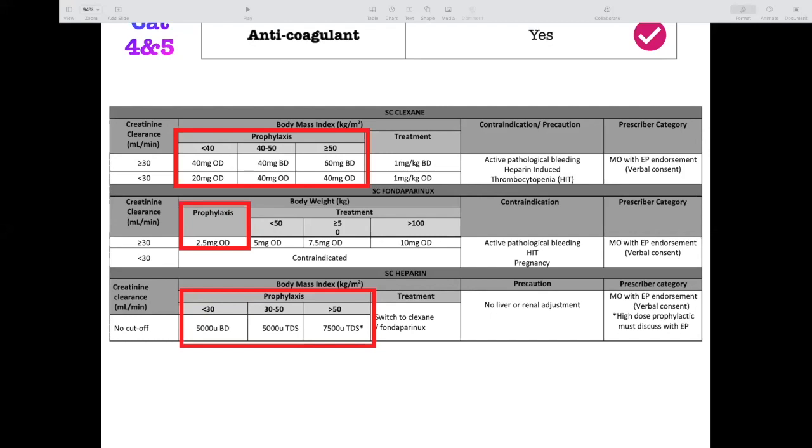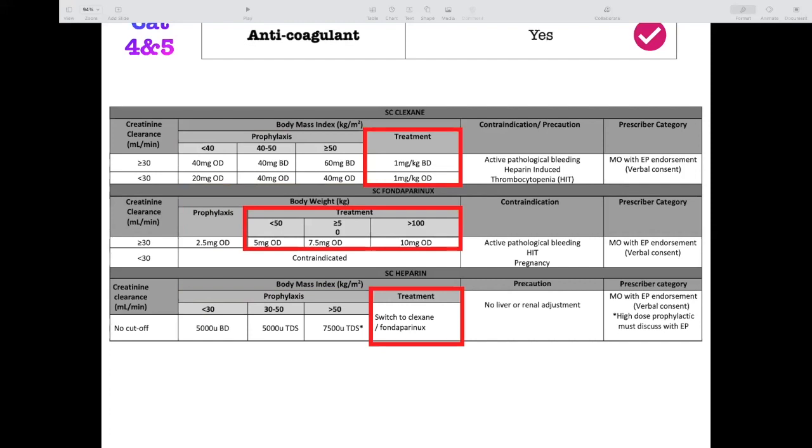For subcute Fonda, if the creatinine clearance is more than 30, we should start with prophylactic dose of 2.5 mg OD. And for subcute heparin, it also depends on the BMI of the patient. If less than 30, we should start the prophylactic dose of 5,000 unit BD, 30 to 50, 5,000 unit TDS. And if the BMI is more than 50, we should start with 7,500 TDS.